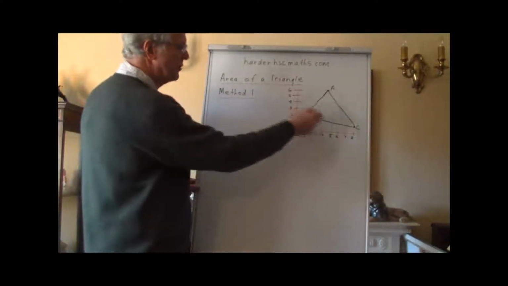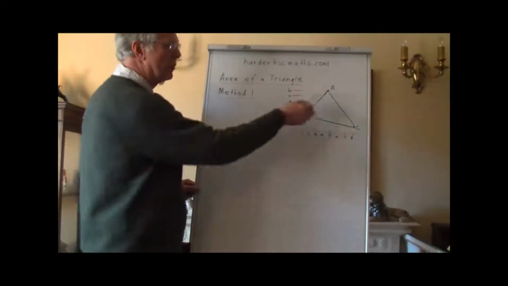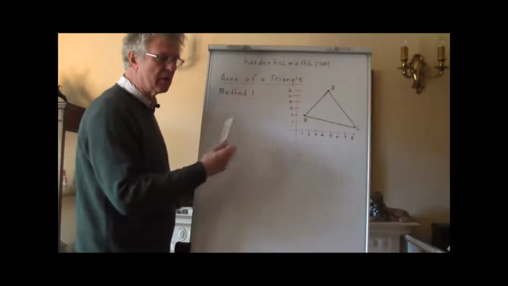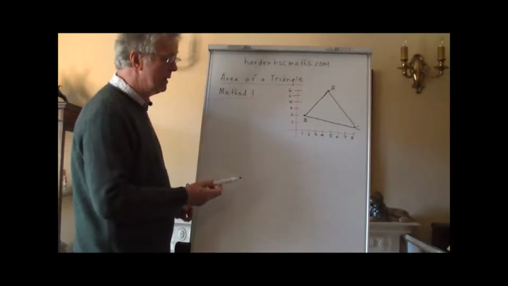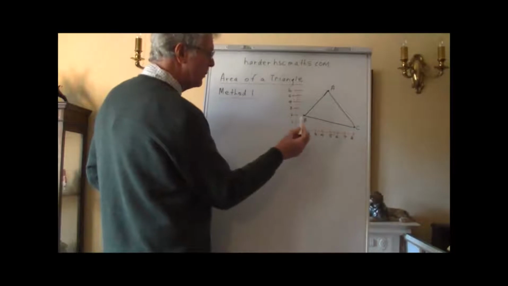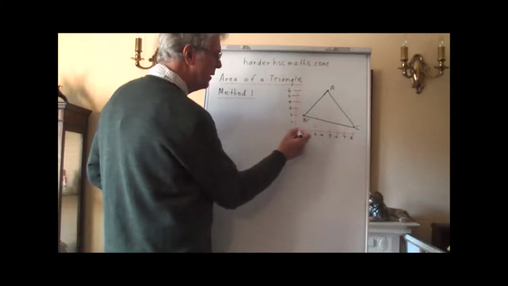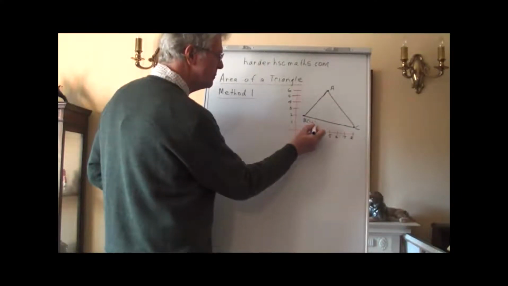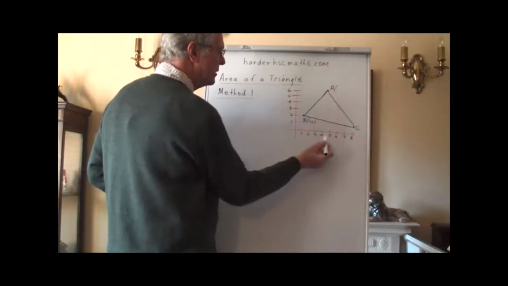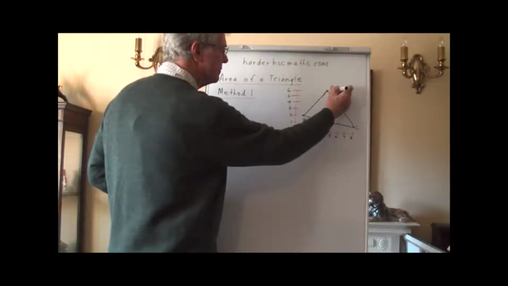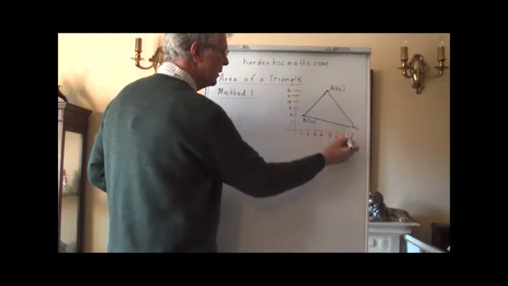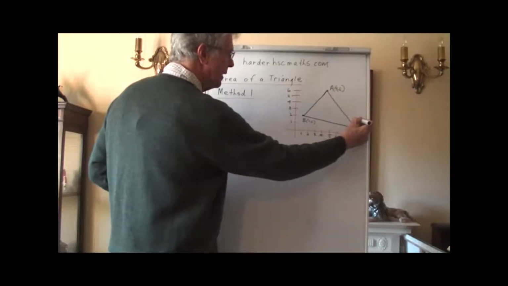Now, I've got this triangle set up. For convenience, I've kept it in this quadrant to avoid the negative signs, but you can do it with negative signs as well, obviously. Now, this is the point B, which is the point 1, 2. This is the point A, which is the point 5, 6. And it's the point C, which is the point 8, 1.